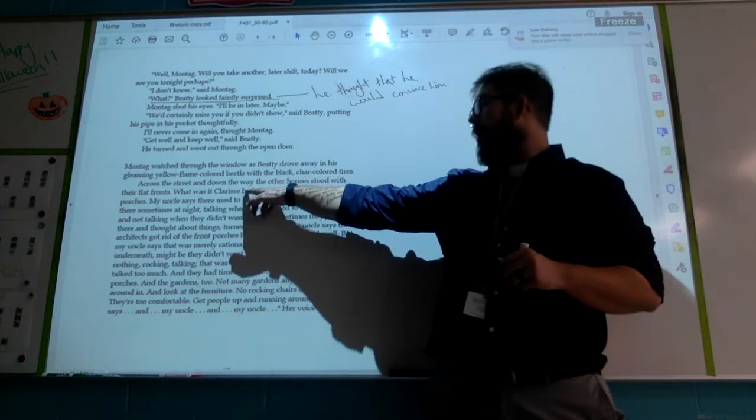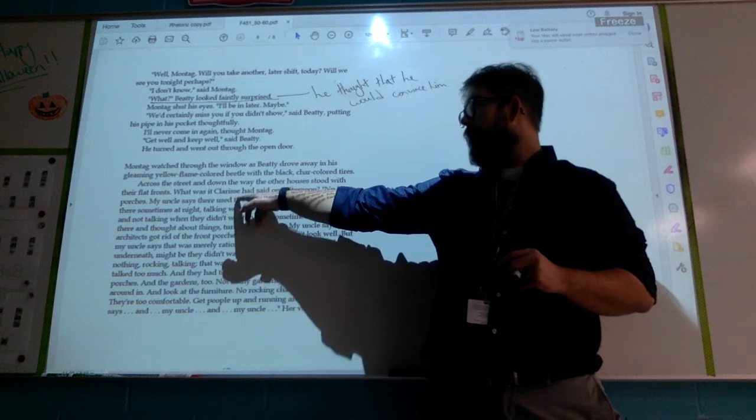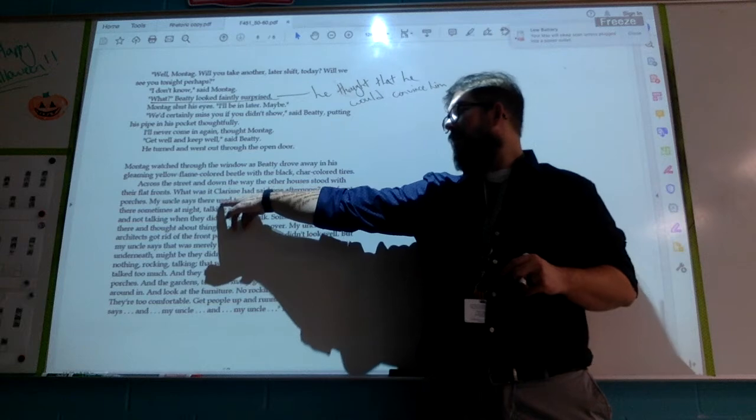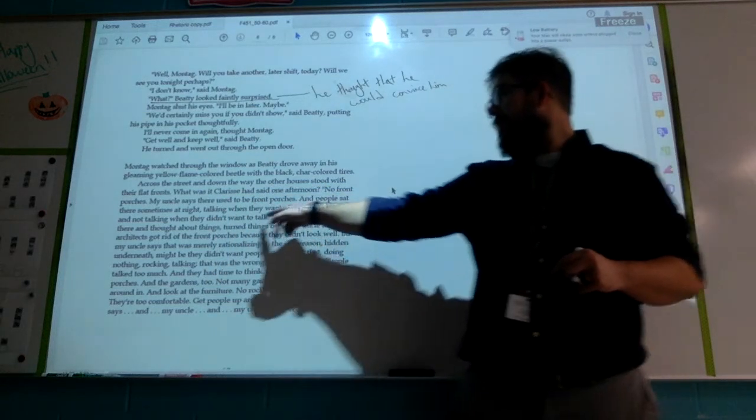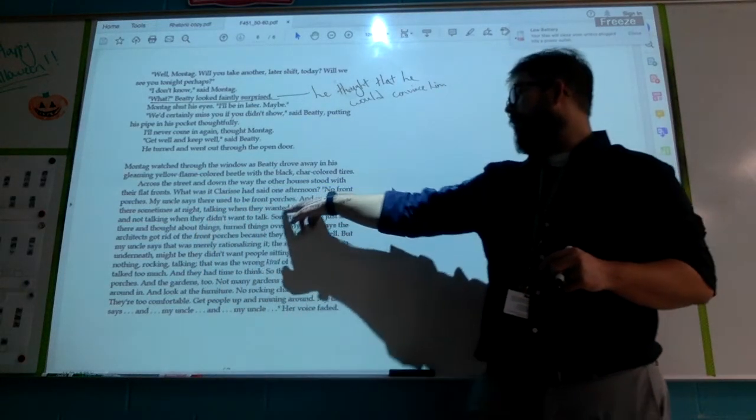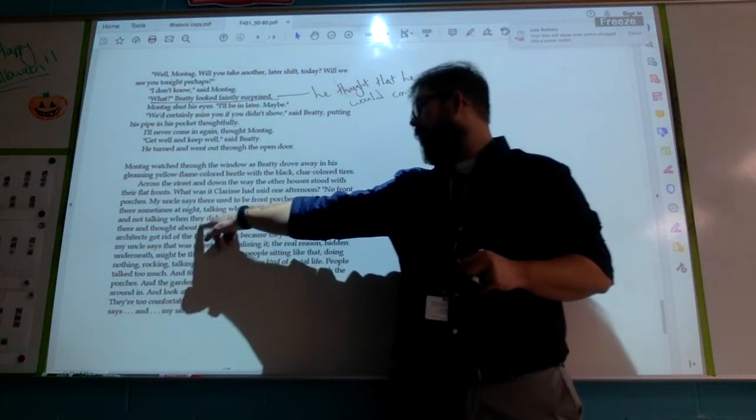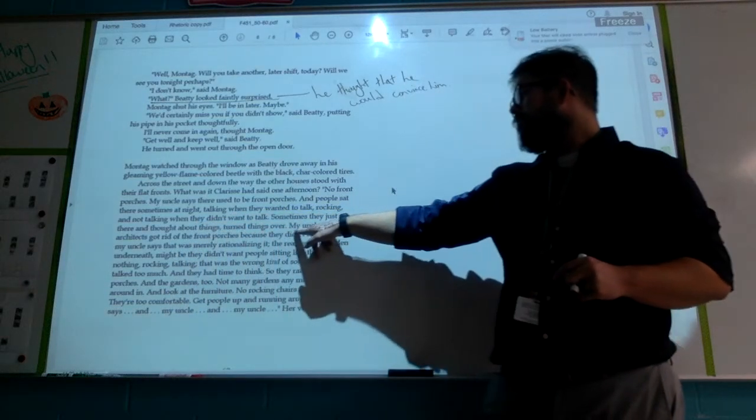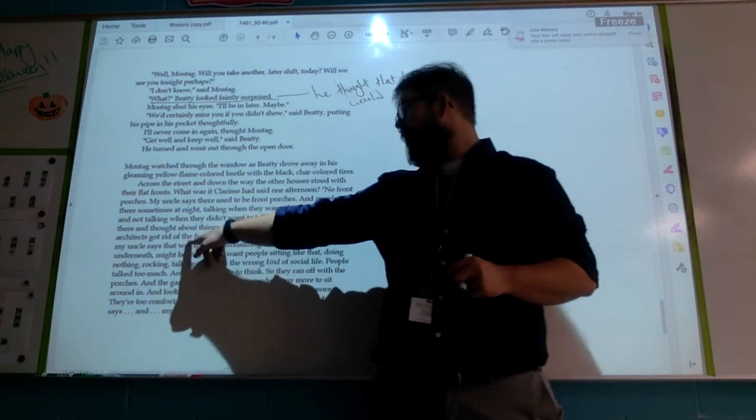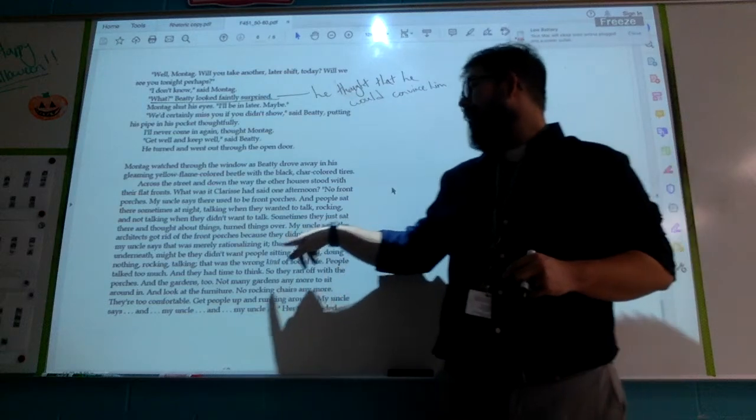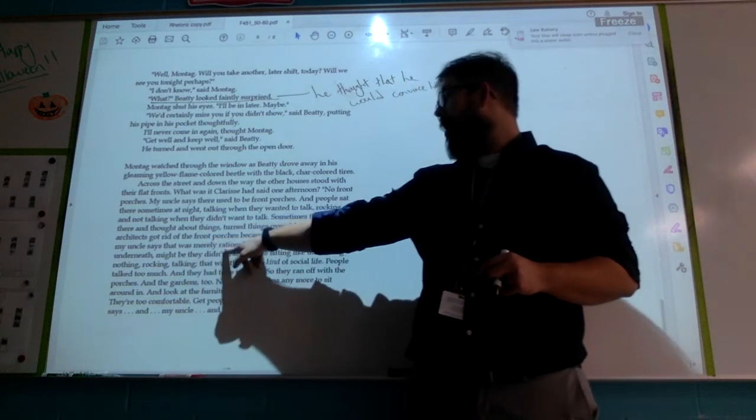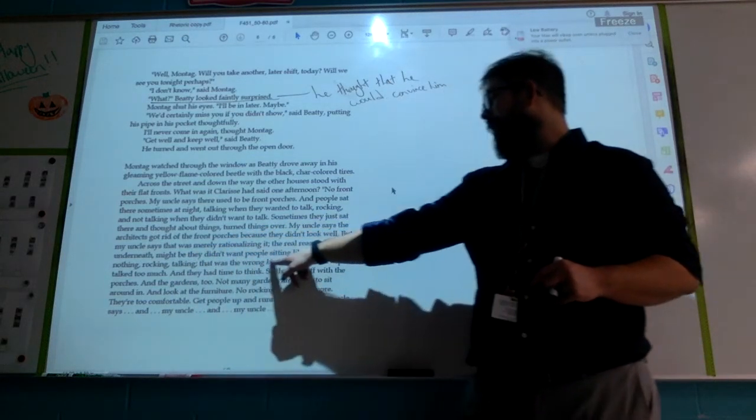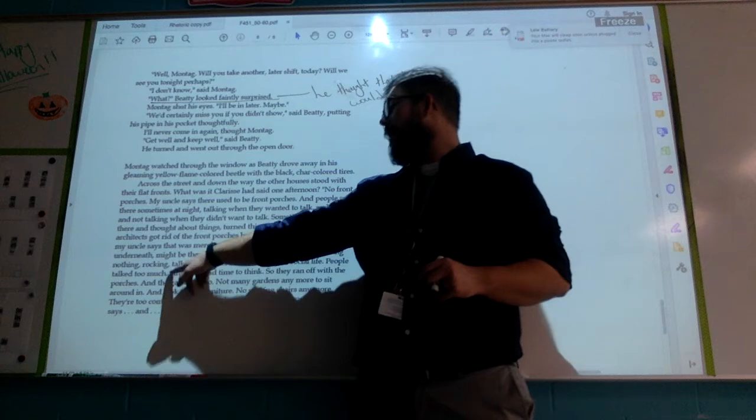Across the street and down the way, the other houses stood with their flat fronts. What was it Clarice had said one afternoon? No front porches, my uncle says. There used to be front porches. And people sat there sometimes at night talking when they wanted to talk, rocking and not talking when they didn't want to talk. Sometimes they just sat there and thought about things, turned things over. My uncle says the architects got rid of the front porches because they didn't look well. But my uncle says that that was merely rationalizing it. The real reason, hidden underneath, might be they didn't want people sitting like that, doing nothing, rocking, talking.